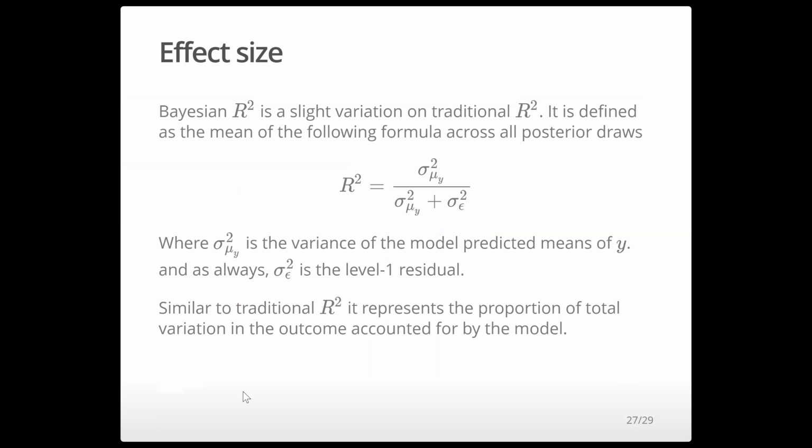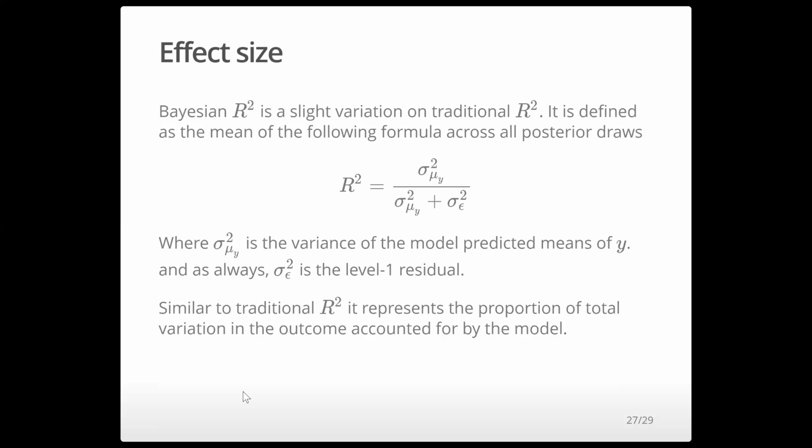And then the last thing I wanted to go over is effect size. There's a Bayesian variant of R squared. It's very similar to traditional R squared. It's defined as the mean of the following formula across all posterior draws. So each draw, you can calculate this formula for. It's the variance of the model predicted y values, essentially the y hats, divided by the variance of the y hats plus the residual. So again, this is the proportion of the model estimation divided by the total variance in the outcome variable.